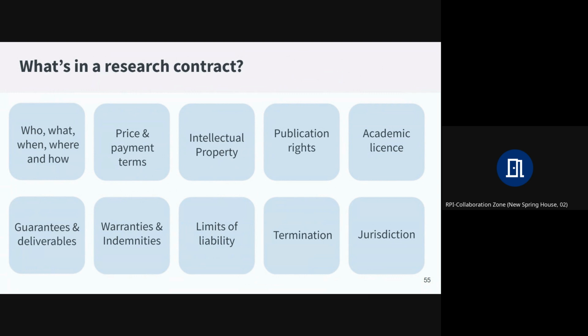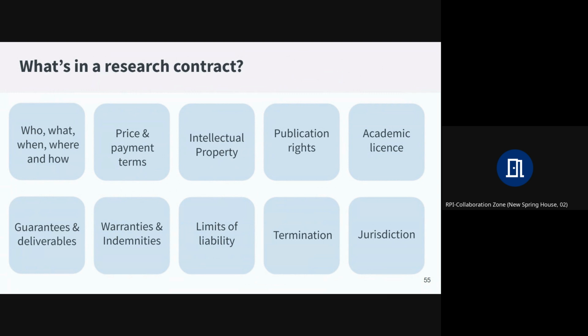Publication rights and academic license, that's about our charitable status. We need to make sure that we can publish, we can disseminate, and we can also use the findings of research for academic purposes. Guarantees and deliverables are about making sure that what we're promising is realistic. So occasionally we get contracts through, or projects through, that say that we're going to generate jobs. Obviously we can't guarantee that, so we don't want to put that into a contract necessarily. So yeah, we look at realism around that.